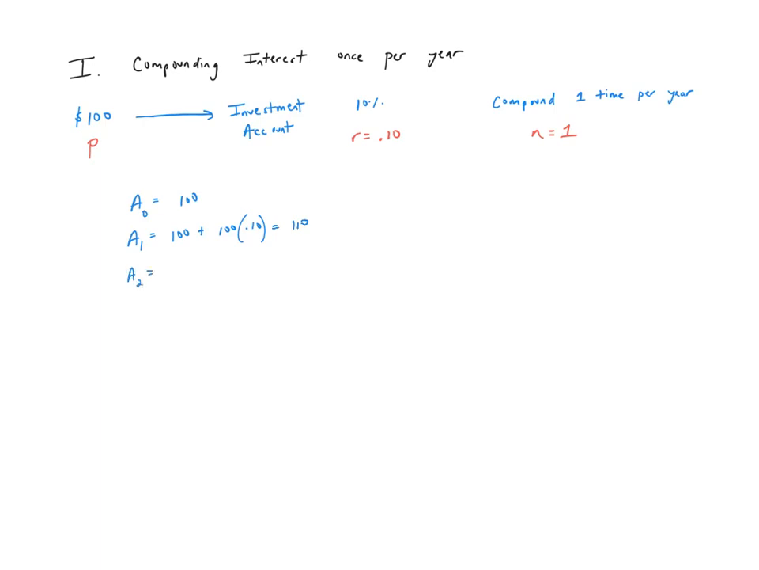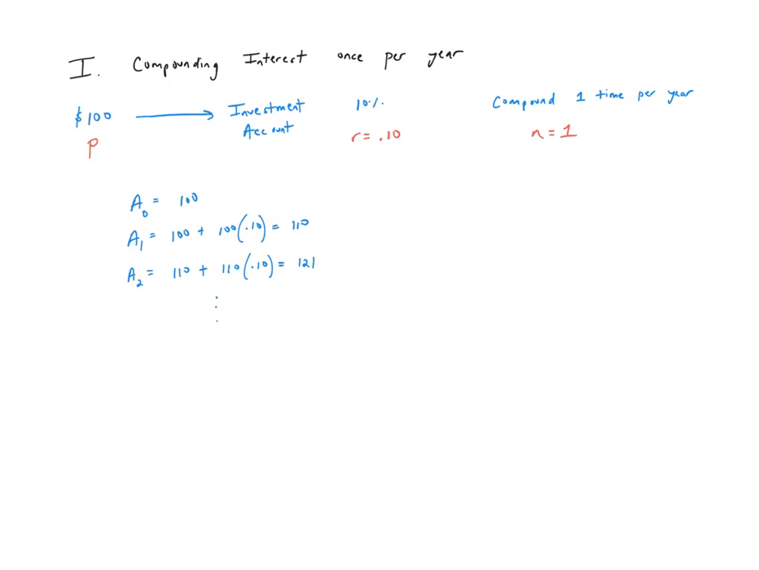How much money do we have after 2 years? Well, we have the $110 plus another interest payment, 110 times 0.10. So we can calculate this to be $121. This process will continue.